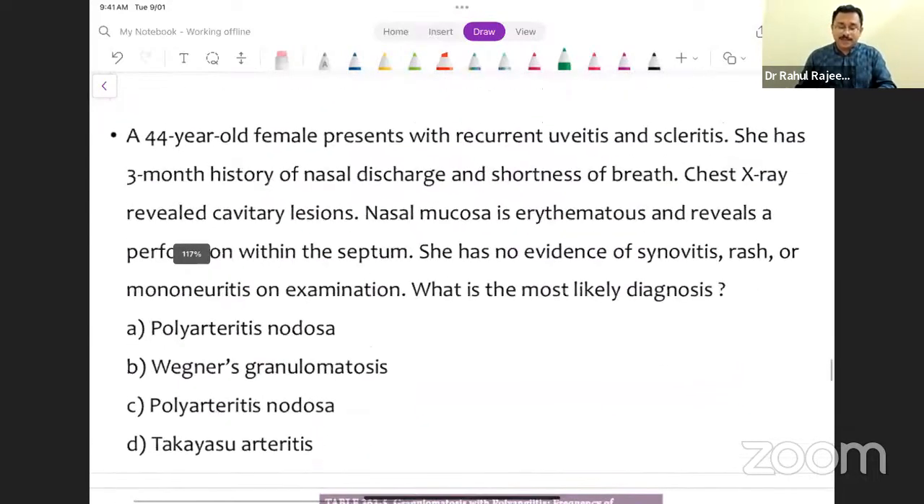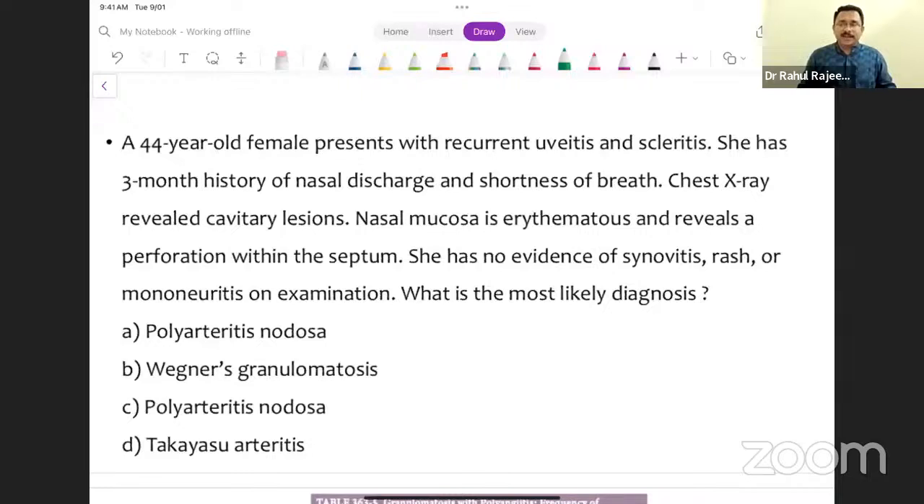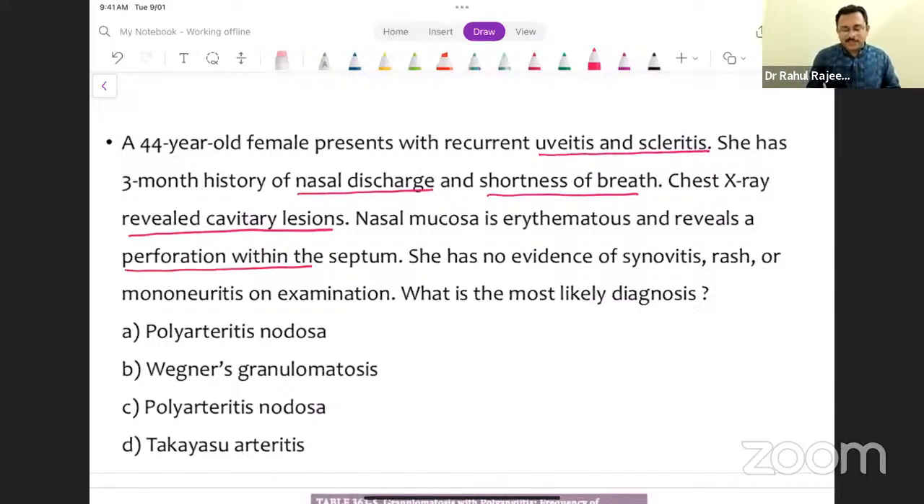Okay. Next question. 44-year-old female presents with recurrent uveitis and scleritis. Okay, so there is some sort of ocular involvement. Patient is having again nasal discharge and shortness of breath. Chest X-ray reveals cavitary lesion, so lung involvement. So again, we are dealing with a multi-system involvement. So every time in the exam, you watch out for such questions having multi-system involvement and think of these conditions like vasculitis and connective tissue diseases as well. Nasal mucosa is erythematous and reveals a perforation in the nasal septum. Among the vasculitis, you tell me which is the one that is likely to involve the nasal septum.